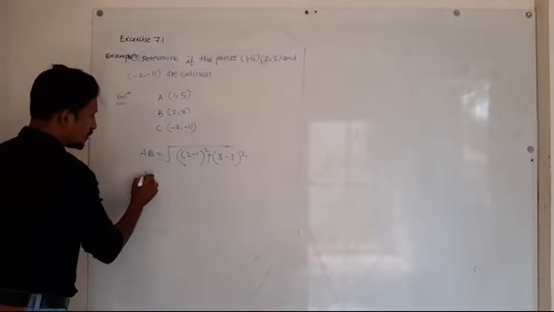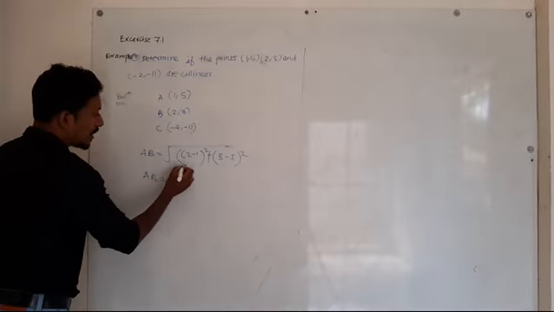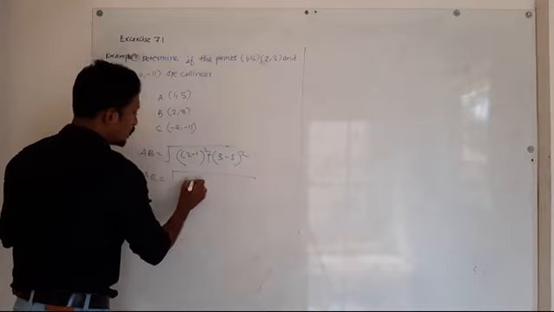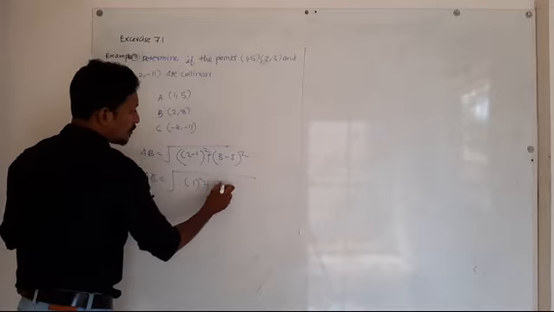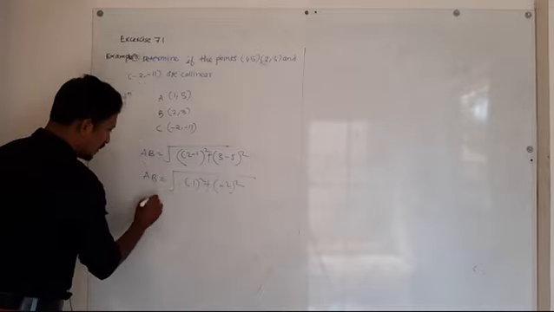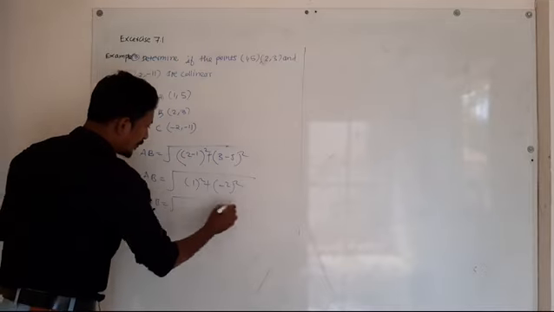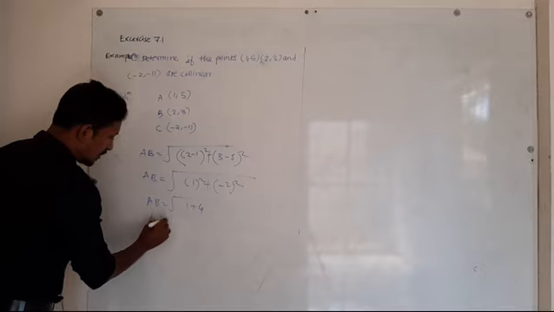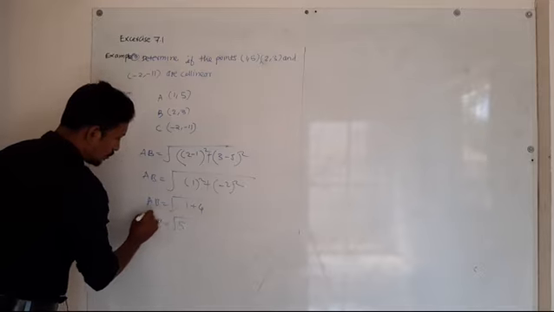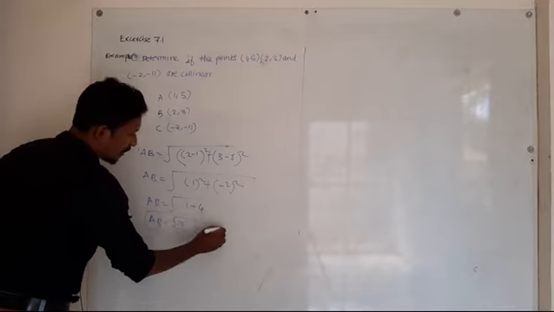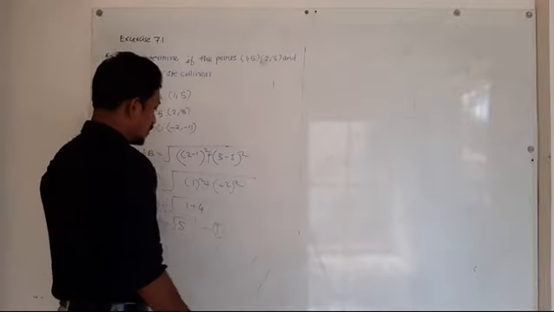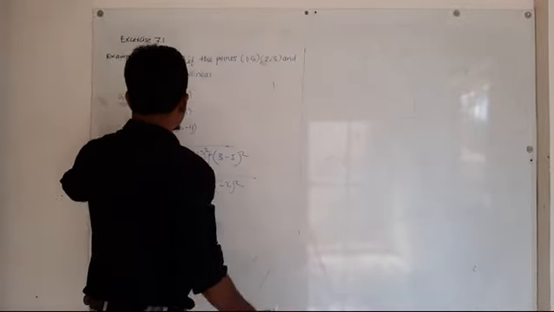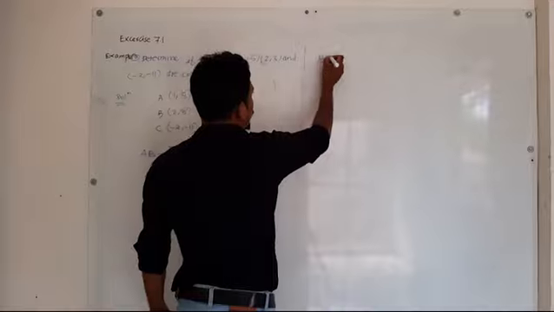Right? That is distance AB is equal to how many? This is 2 minus 1. That is 1 square plus 3 minus 5, that is minus 2 square. That is distance AB is equal to how many? 1 square is 1. This is the 4. That distance AB is equal to what? Root 5. Equation number 1. Okay. Again, second, that is distance BC.